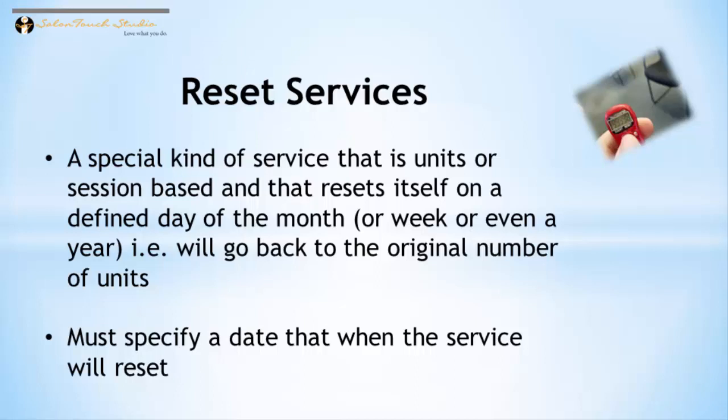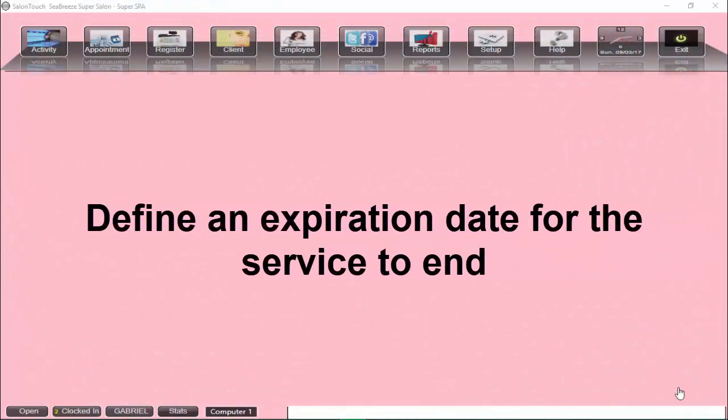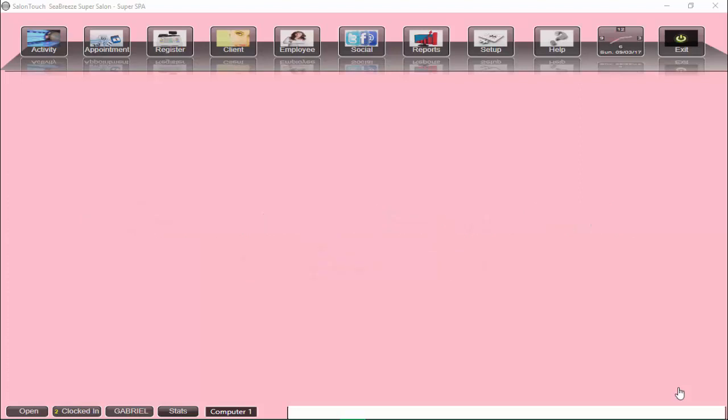So the beginning of the month or whatever the reset date is, the original number of units will be reset back to that number. Now, one thing is recommended: since all reset services are constantly being reset every month, it's important that we give an expiration date to this service so that we say, for example, this service will expire a year from now. Otherwise, it will keep on going forever.